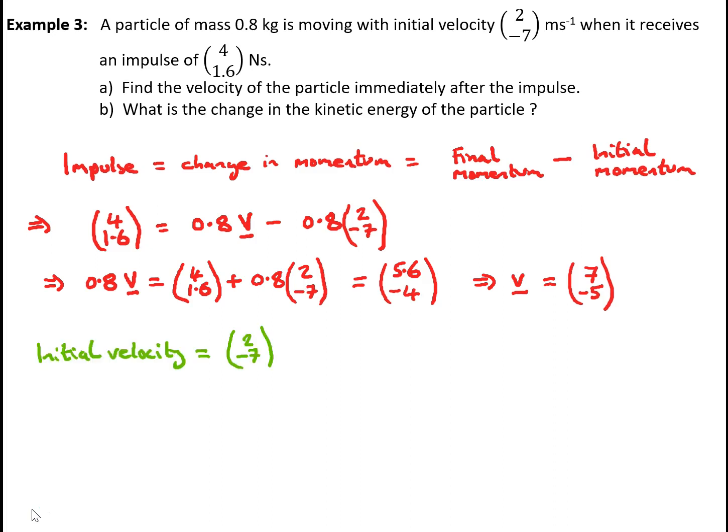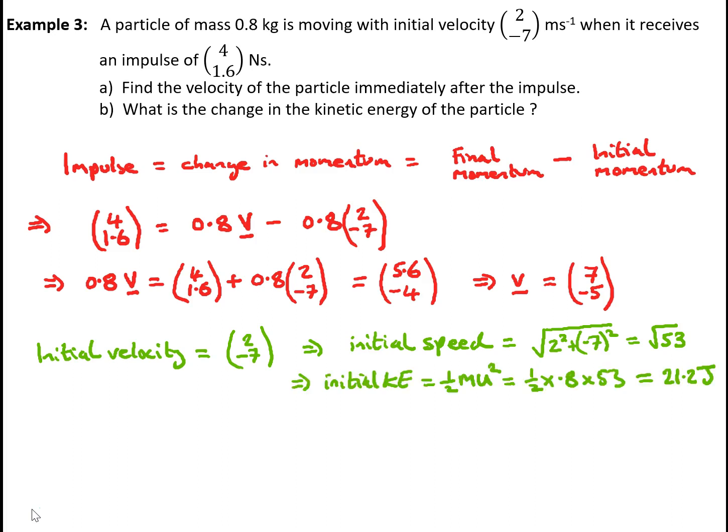The initial velocity was 2 minus 7, which means that the initial speed is the square root of 2 squared plus minus 7 squared, which is root 53. The initial kinetic energy, therefore, is going to be a half times 0.8 times 53, which is 21.2 joules.